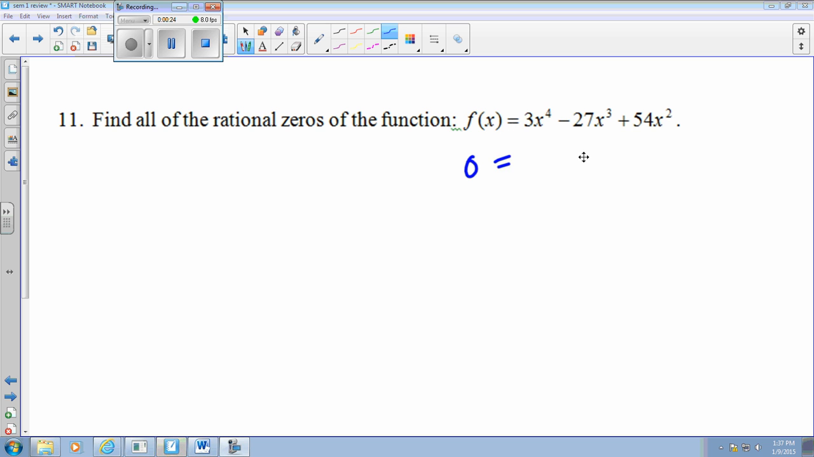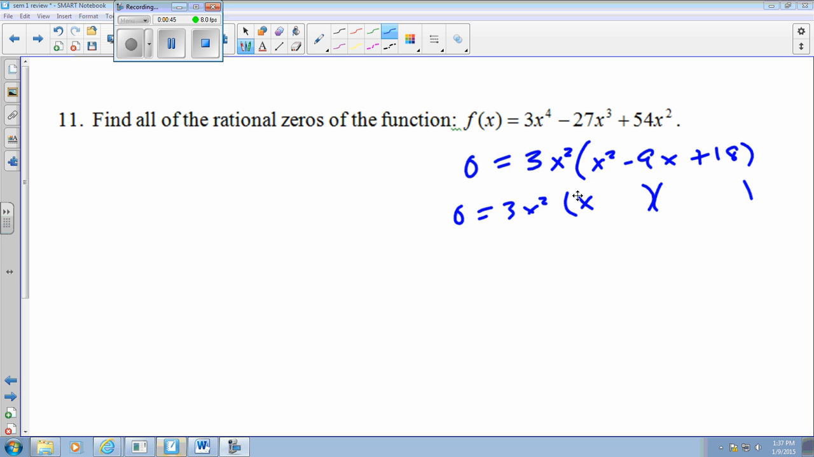And then I'm going to factor out my common denominator. Looks like 3x squared will do it, leaving me with x squared minus 9x plus 18. And then we need to factor this trinomial. It appears as if x minus 6 and x minus 3 will do it. And so I get a 0 with multiplicity of 2 on that 0, and I get 6 and 3 as my zeros.